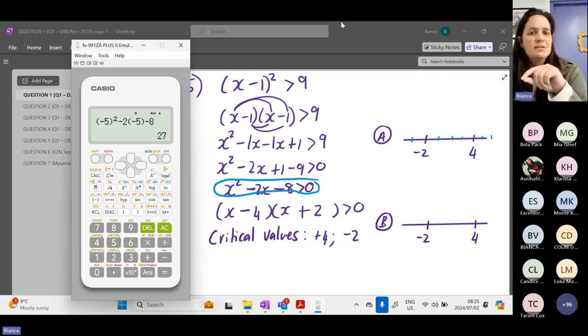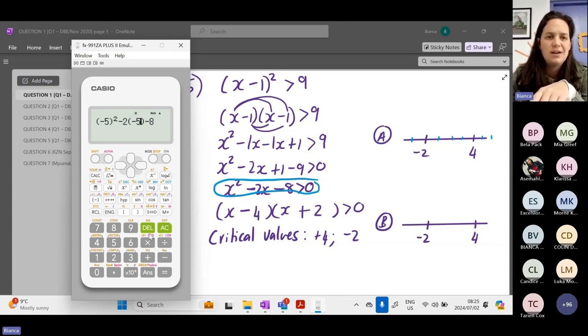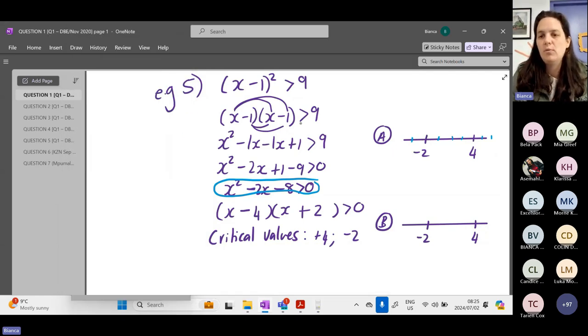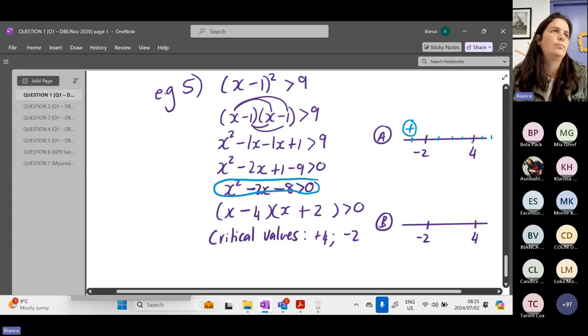I don't care about what the number is. I'm looking at if the solution is positive or negative. So I use negative 5, but you can use anything. Let's say you chose negative 100, because that's a number that's less than negative 2. Okay, negative 100, and you can see we always get positive solutions. So basically that means whatever number I sub in before negative 2, it will always give me a positive solution. Now let's choose a number between negative 2 and 4. Anybody?